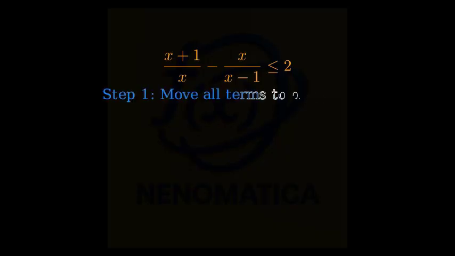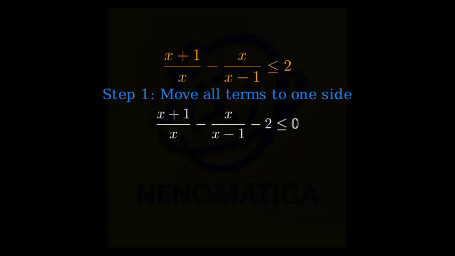Step 1. Move all terms to one side, so we can compare the expression with 0. Subtract 2 from both sides. We get the fraction x plus 1 over x minus the fraction x over x minus 1 minus 2 is less than or equal to 0.